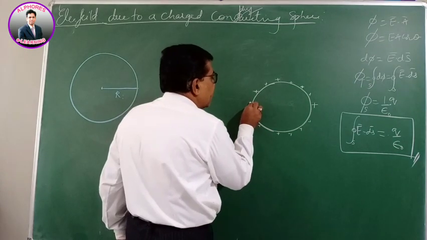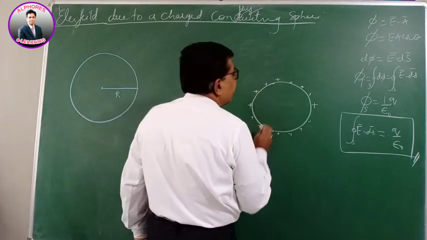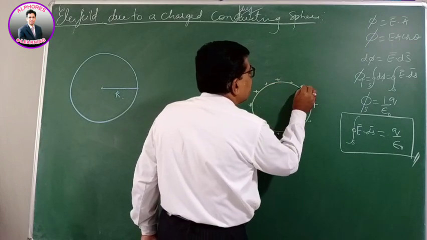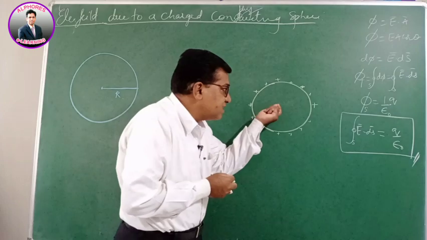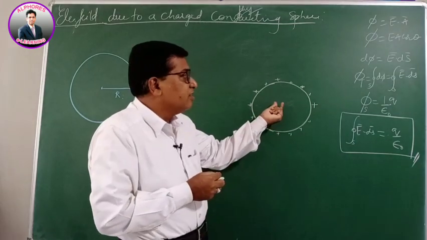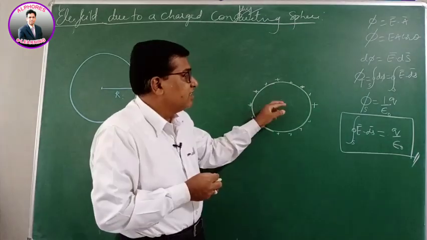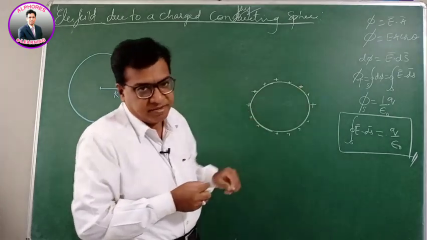This is only for a conductor, please. For a conductor, whenever charge is given, charge exists only on the surface. Even if you produce charge inside, even if there is charge being created inside, that charge migrates to the surface.